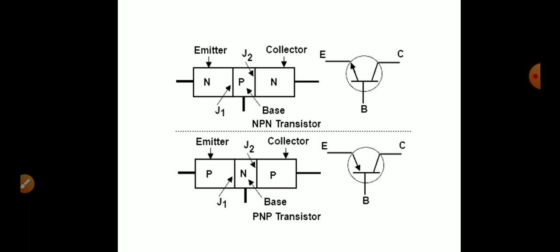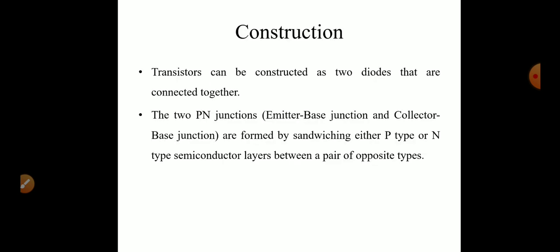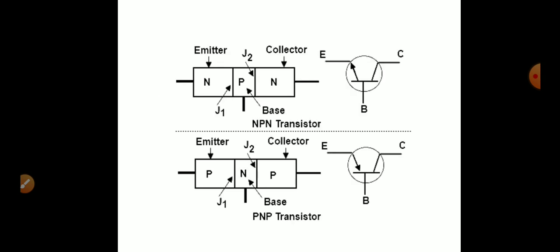Here the N region is the base, the leftmost P region is the emitter, and the rightmost P region is the collector. In a PNP transistor, the N region is sandwiched between the P emitter and collector regions. This is how we construct the transistors.